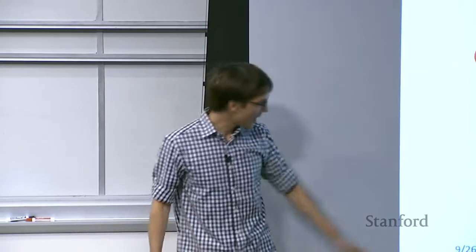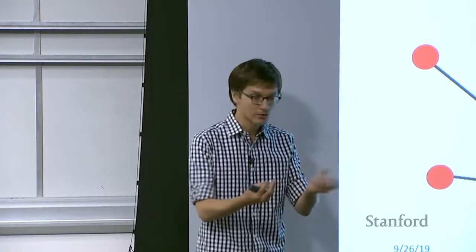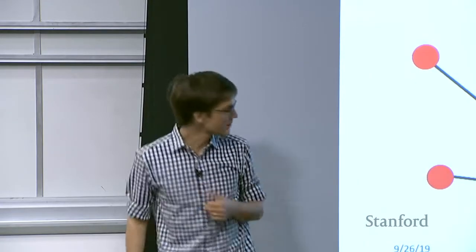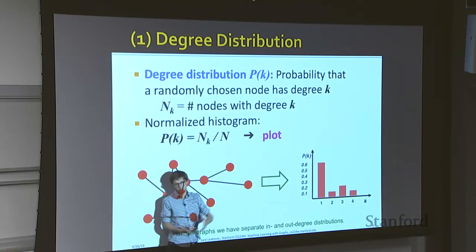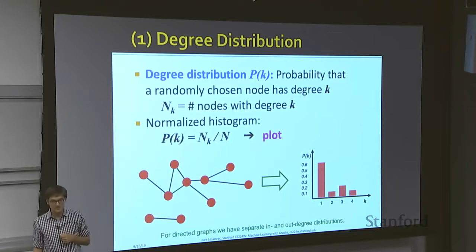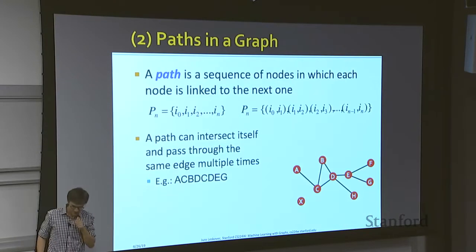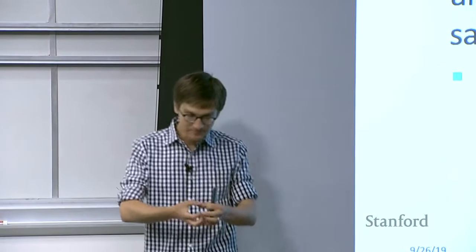If you have a directed graph, then you would have 2 histograms, a histogram of in-degree distribution and a histogram of out-degree distribution, because now every node has an in-degree and an out-degree. But in an undirected graph, it's one simple histogram that you can normalize by the total number of nodes, or you just plot the counts themselves. Okay, so that's called degree distribution. First important property.